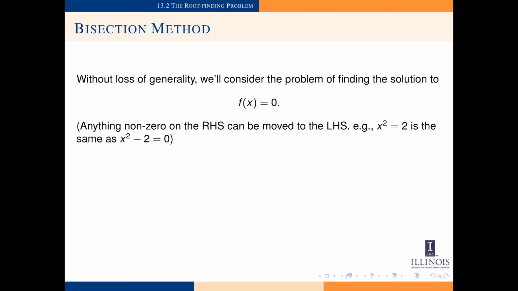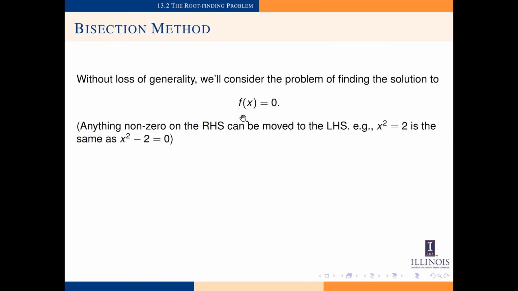Bisection method is one method for solving nonlinear equations. Without loss of generality, we will consider the problem of finding the solution to f(x) equals 0. You can see that an equation might have something that's non-zero on the right-hand side. But you can always move the non-zero things on the right-hand side to the left-hand side. For example, x squared equals 2 is the same as x squared minus 2 equals 0.